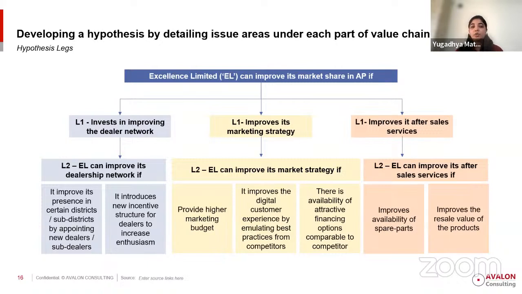Now the idea is to go as deep as possible and break down the hypothesis in smaller manageable chunks. Do not make it very complicated, but do make it easy. So you don't need to stop at L2. You can go even a step further to level 3. And the more you analyze the problem, the more detailed your hypothesis will actually become.